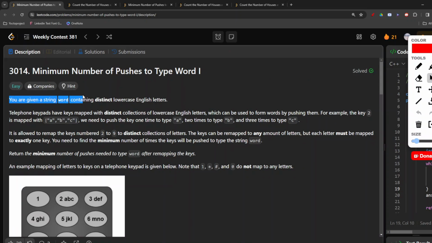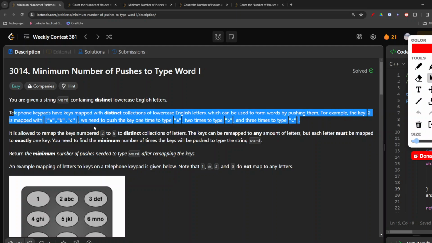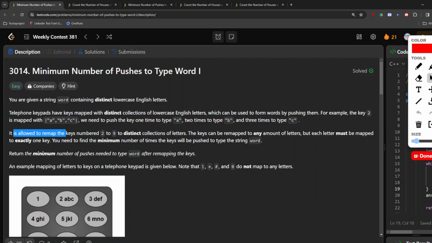You are given a string word containing distinct lowercase English letters. Telephone keypads have keys mapped with a distinct collection of lowercase English letters, which can be used to form words by pushing them. For example, the key 2 is mapped with A, B, C. We need to push the key one time to type A, two times to type B, and three times to type C, and it is allowed to remap keys numbered 2 to 9 to distinct collections of letters.